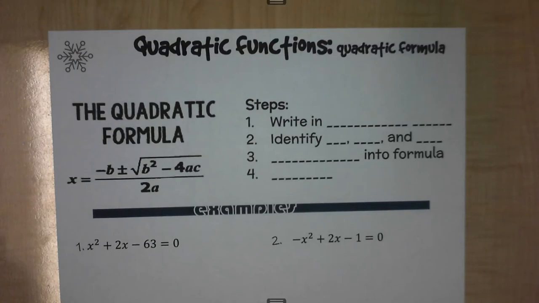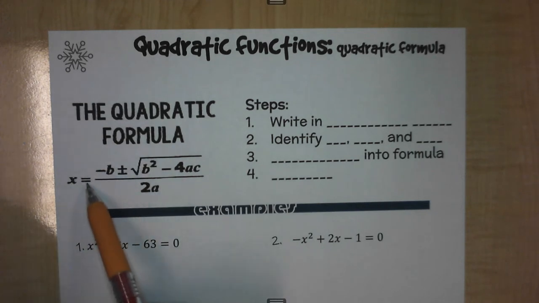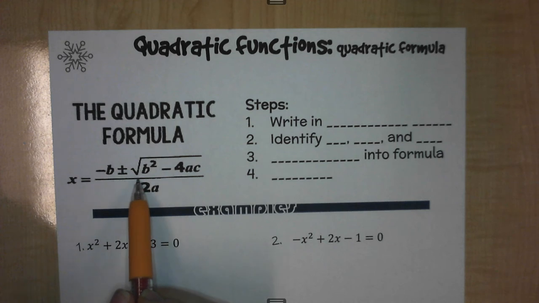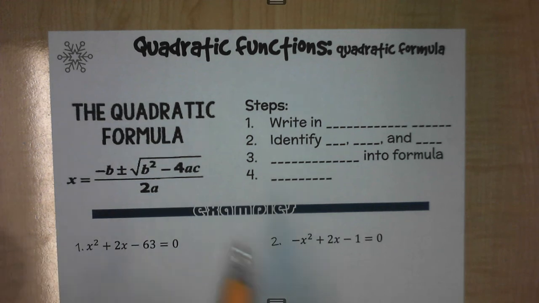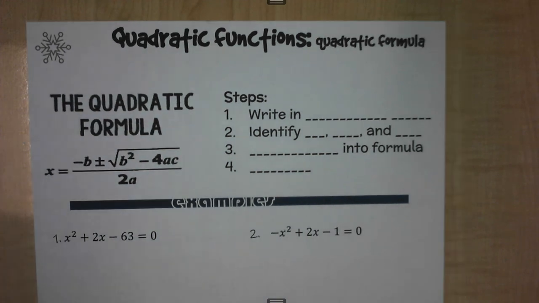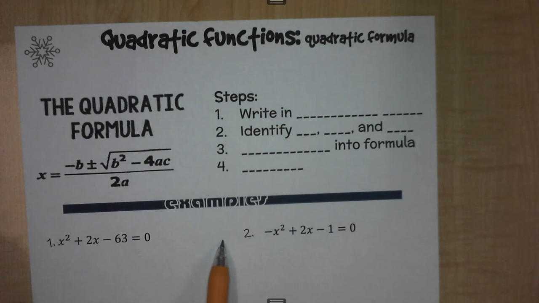Let's take a look at the quadratic formula as another way to solve our quadratic functions. So, our quadratic formula, you've seen this before. x is going to equal the opposite of b plus or minus the square root of b squared minus 4ac, all over 2 times a. Okay. We are going to follow a couple of steps using this formula on problems.